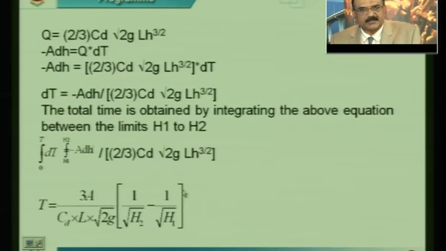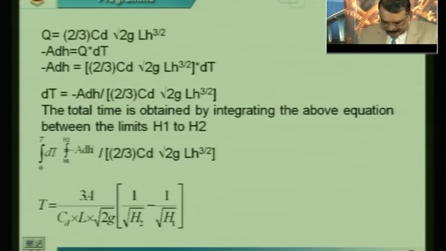Root 2g is constant. What is the variable? The variable is h1 and h2. Your h1 may be 10 centimeter, h2 may be 2 centimeter. Or you want to empty that entire tank, in that case my h2 is equal to 0. This is how you are going to use this equation in order to find the time taken by this notch to empty a tank or a channel. I hope this is clear.